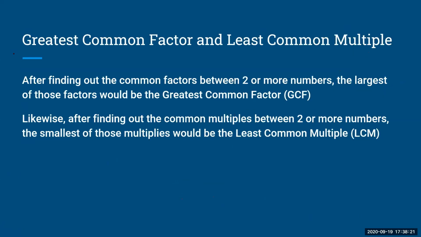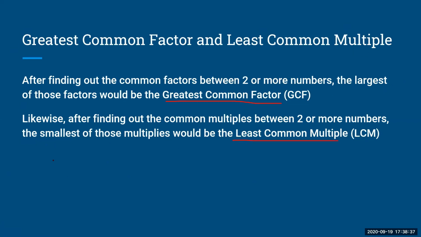And then greatest common factor and least common multiple. After you find the common factors between two or more numbers, the largest of those factors is the greatest common factor. Likewise, if you find the common multiples between two or more numbers, the smallest of those multiples is the least common multiple.